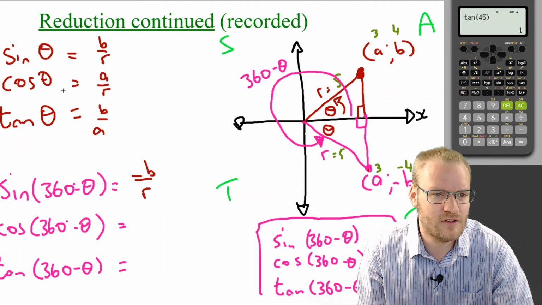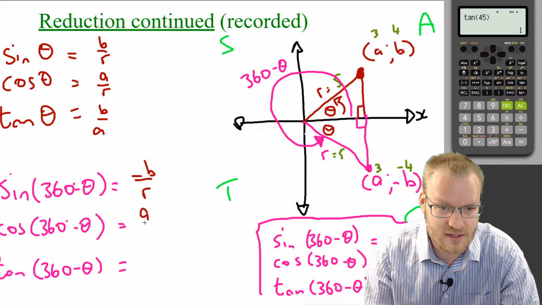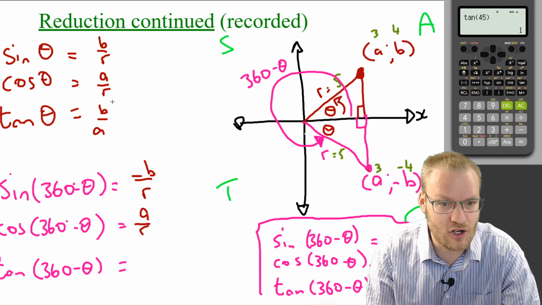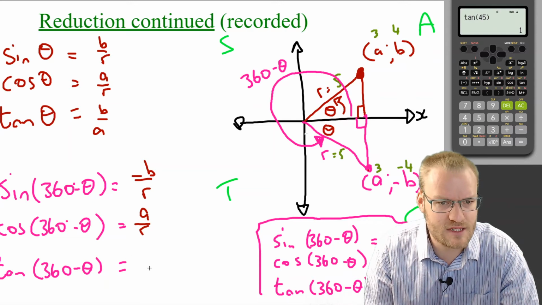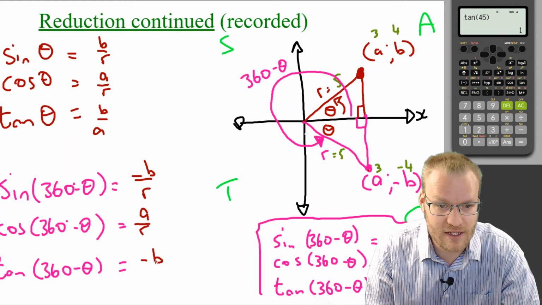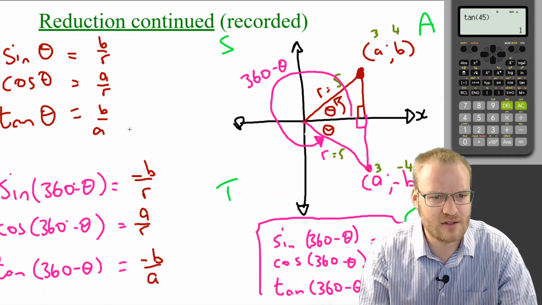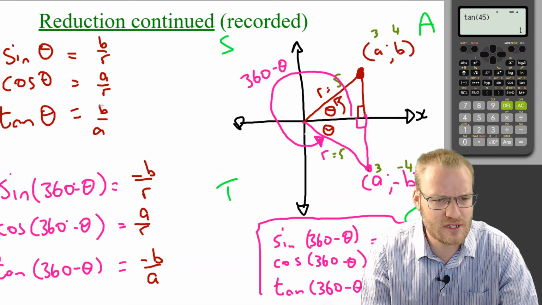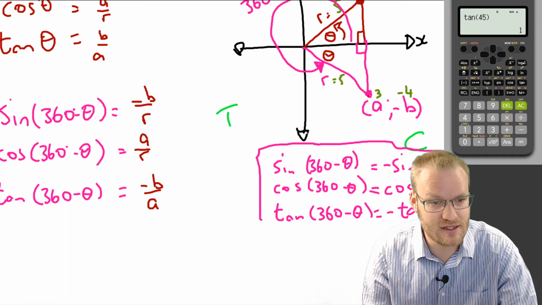Cos of theta is a over r. Cos of 360 minus theta, well, it's x over r. Well, x is still a. So those two are the same. So cos of 360 minus theta is just cos of theta. And tan 360 minus theta, well, tan is y over x. So it's minus b over a. Hey, have a look at that. It's the same. It's just negative. So tan of 360 minus theta is minus tan theta.